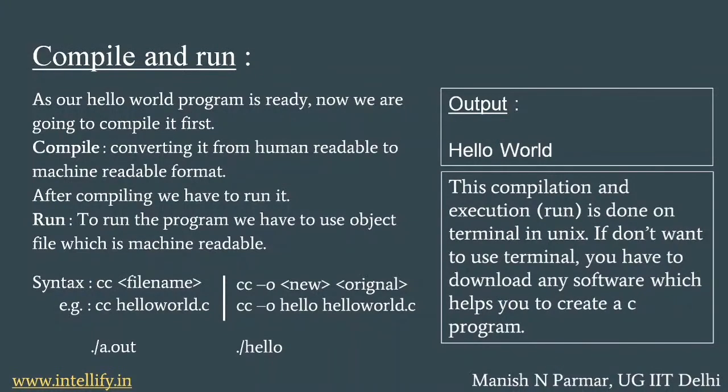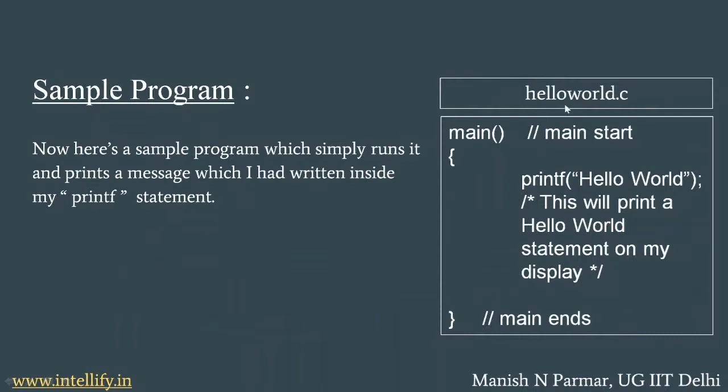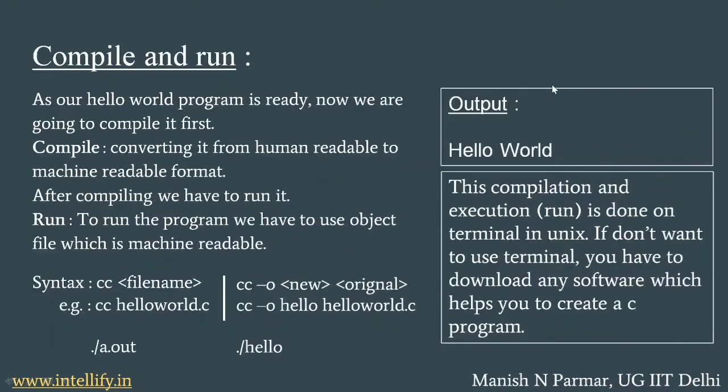So we have to compile it and convert it into a machine readable form. So we have to create an object file of our program. For creating an object file, we have to compile our program. For compilation, we have to use cc, like this syntax. I am using double c, and then writing my file name. As I said here, my file name is hello world.c. So this will compile my program inside Unix.